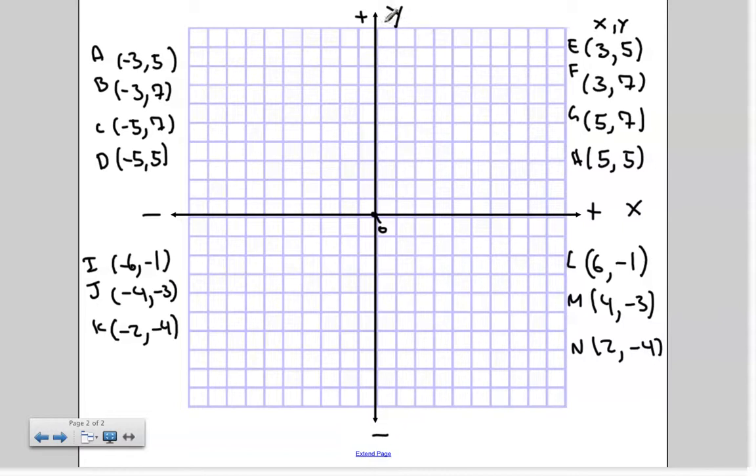So that way we know that this first quadrant is positive and positive. This second quadrant is negative, because we said we always go across first. Negative and positive. This third quadrant, negative and negative. And our fourth quadrant is positive and negative.